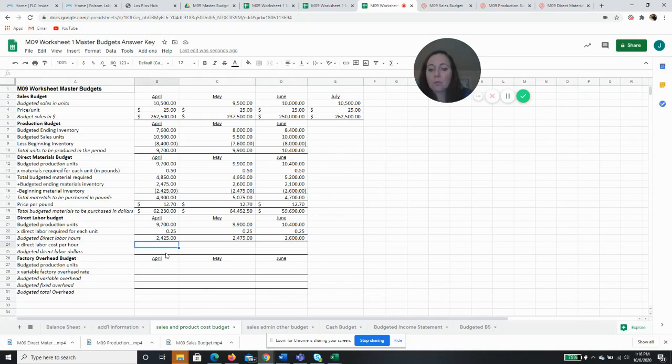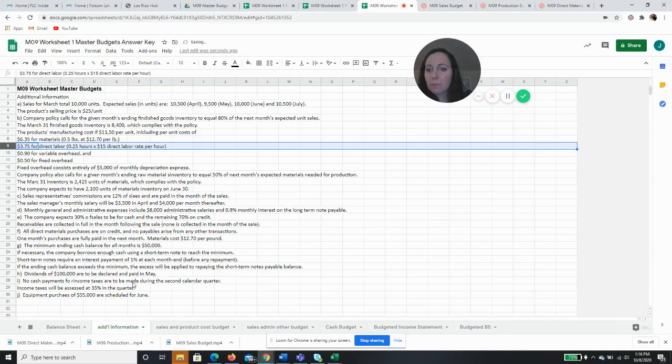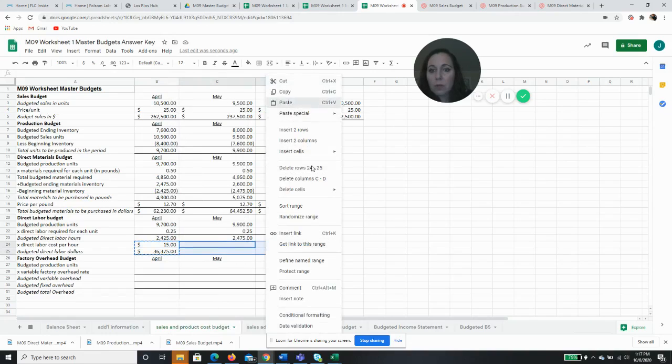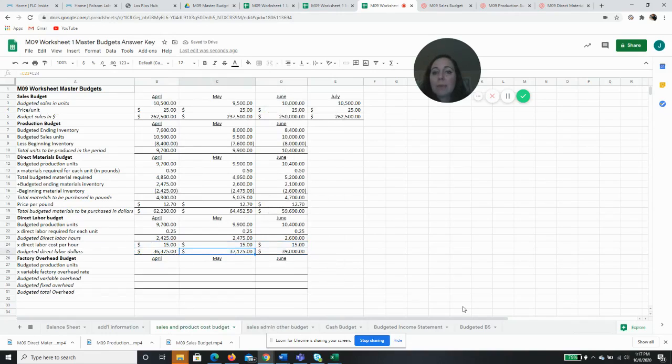We said our labor cost was $15 per hour. We just got this right here, row 9. So our labor cost for April is budgeted to be the 2,425 hours times $15 an hour, which is what we pay our people, or $36,375. We're just going to go ahead and copy these formulas over. And now we know we expect in May we will spend $37,125 on labor, and in June we will spend $39,000 on labor.